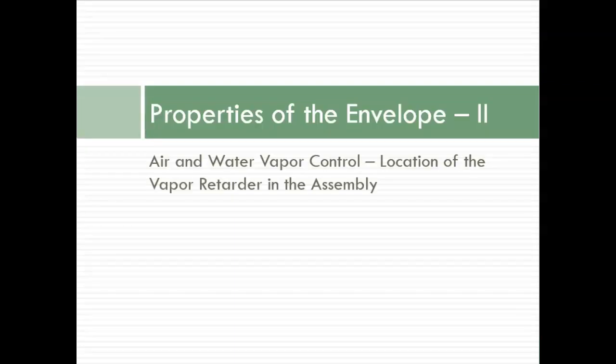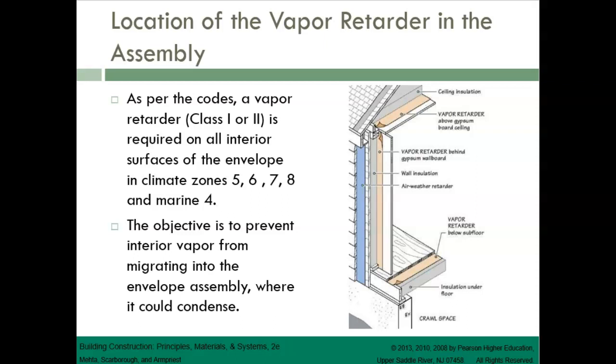So let's take a look at the location of vapor retarders in the assembly. Per the building codes, a vapor retarder, either a class 1 or class 2, is required on all interior surfaces of the envelope in climate zones 5, 6, 7, 8, and in marine 4. The objective is to prevent interior vapor from migrating into the envelope assembly where it could condense.